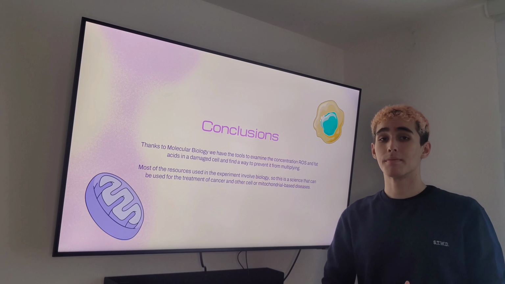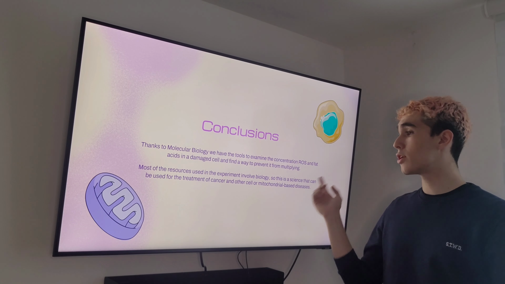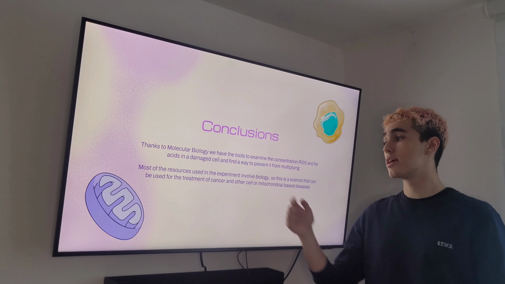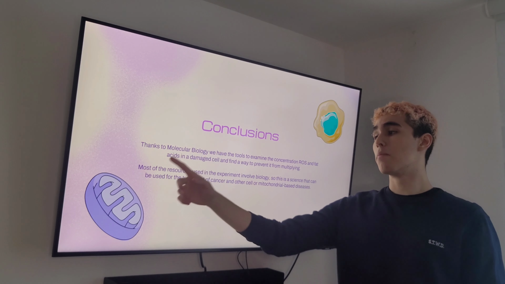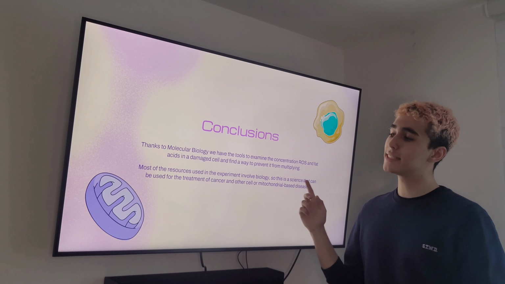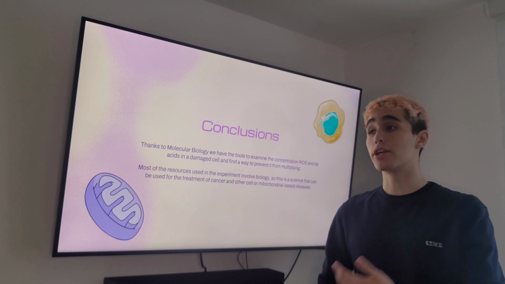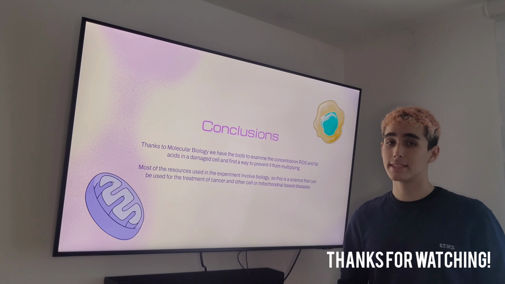To conclude: thanks to molecular biology, we have tools to examine the concentration of rust and fatty acid in damaged cells and find a way to prevent them from multiplying. And second, most of the resources used in the experiment involve biology, so it is a science that can be used for the treatment of cancer and other cell or mitochondrial-based diseases.